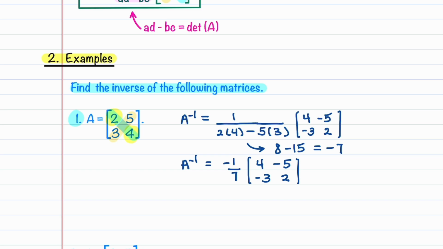So what we're going to do is bring that constant inside the matrix. And we're going to write our answer as A inverse is equal to minus 4 divided by 7, 5 divided by 7, the negatives cancel out, and then 3 divided by 7, and then lastly, minus 2 divided by 7. And that's A inverse. Let's look at another example.